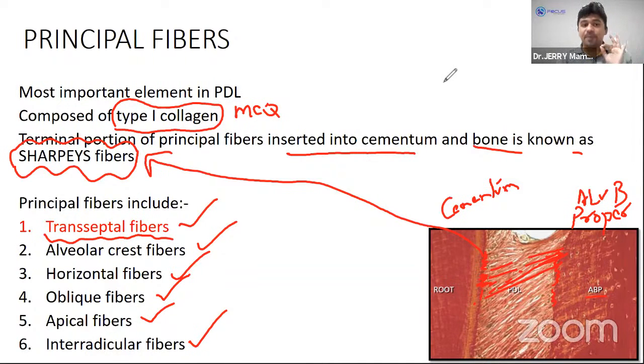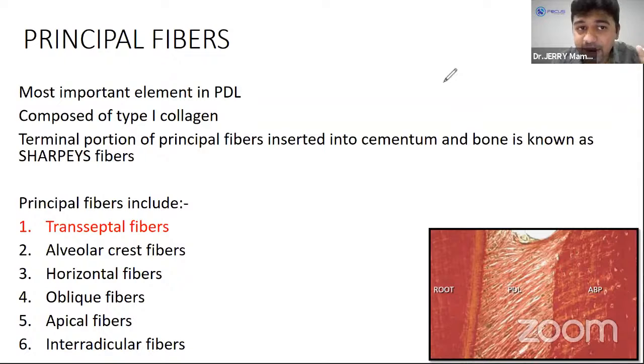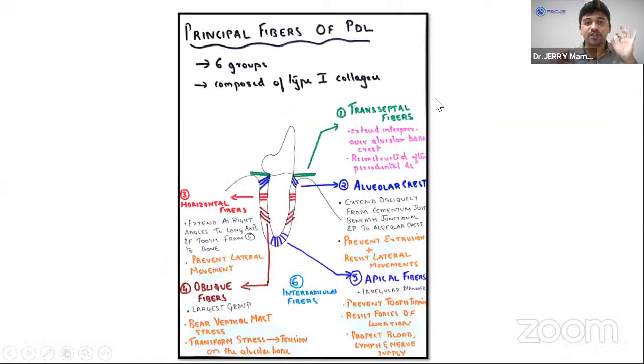All six types of your principal fibers, what are they made up of? They are made up of type 1 collagen. And what do you call the terminal fibers of principal fibers which get calcified? They are known as your Sharpey's fibers. Now, let's see all these principal fibers, because our topic is principal fibers. So we will see them in detail one by one.